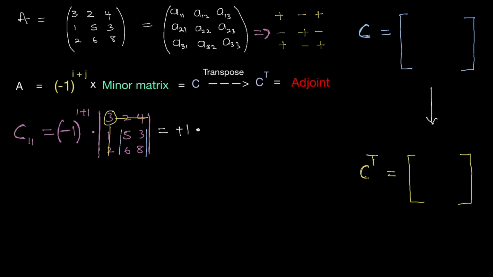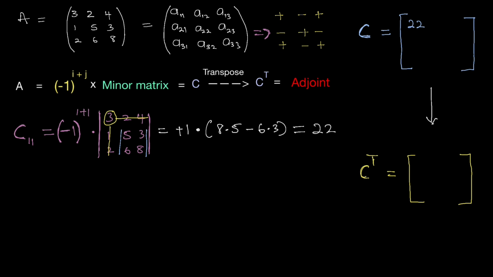And to find the determinant of that, we just multiply 8 times 5 and we take away 6 times 3. So 8 times 5 minus 6 times 3, and that is equal to 22. And so we populate C11 as 22.